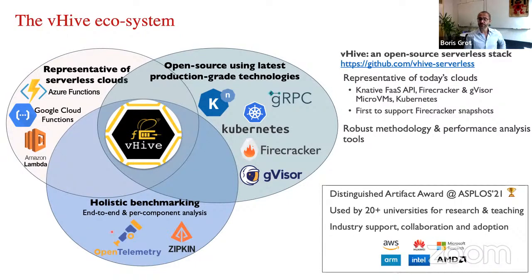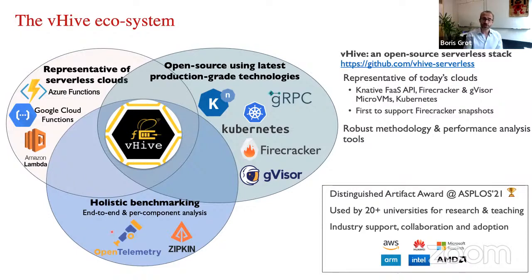There's quite a bit of uptake that vHive has enjoyed since we released it just a little over a year ago. There are over 20 universities that we know of that have communicated with us that are using it for research and teaching, and several companies that are using it for their own research. We're collaborating with a few of them. And the work received the Distinguished Artifact Award at last year's S+. S+ is a flagship systems conference.